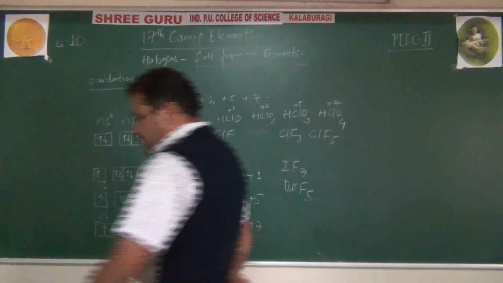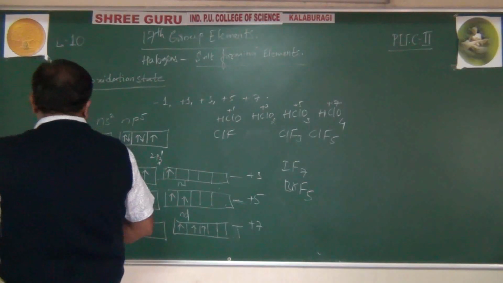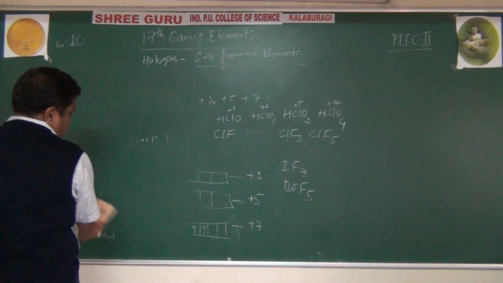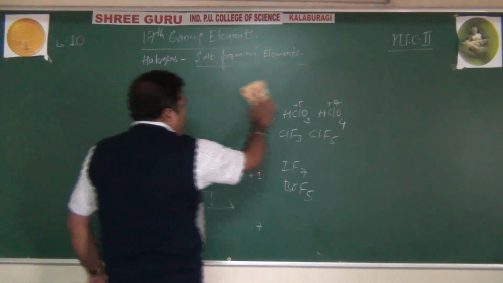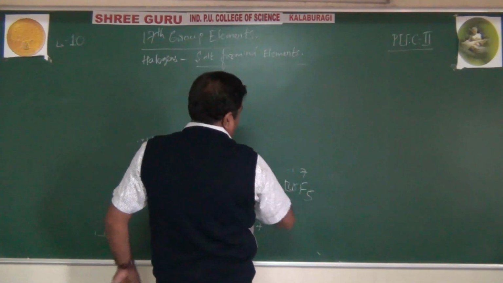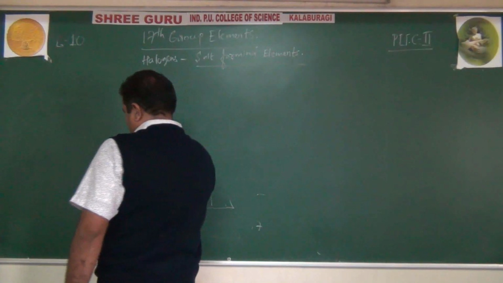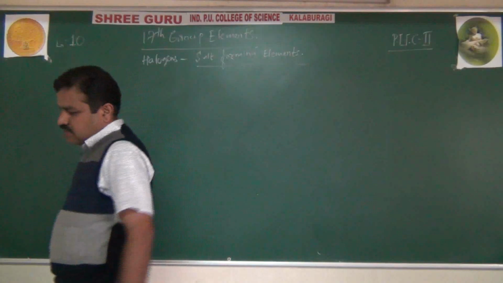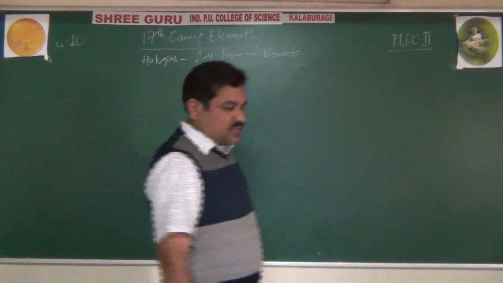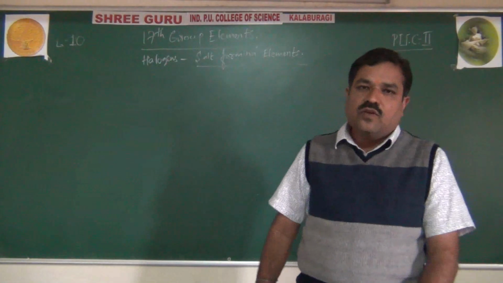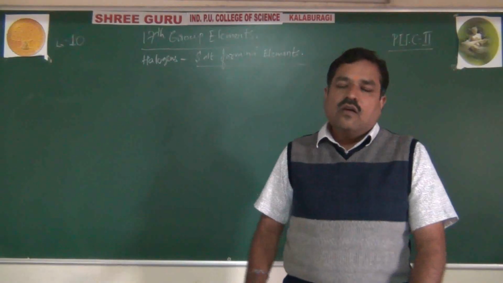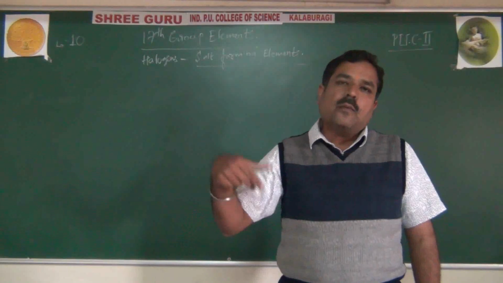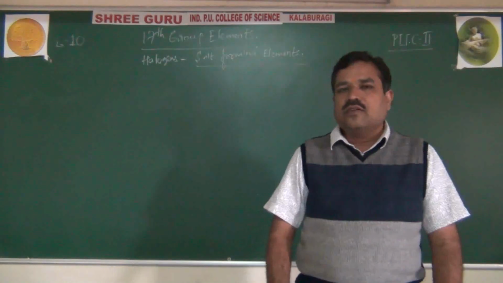That's about the oxidation states exhibited by these particular halogens. For the 15 group, I told you, minus 3 to plus 5. For the 16 group, minus 2, plus 2, plus 4, plus 6. For the 17 group, minus 1, plus 1, plus 3, plus 5, plus 7. Okay, remember it like this.